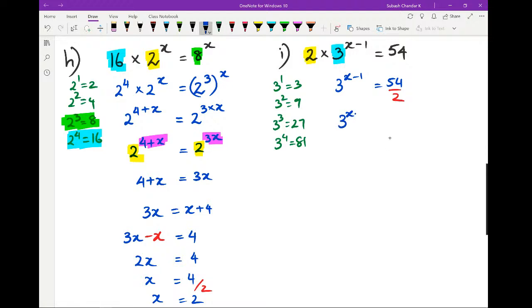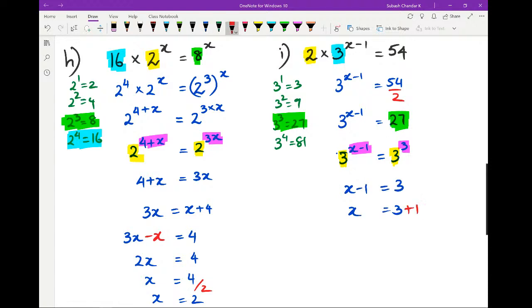And now what you should see is that 54 divided by 2 is 27, and we can straight away see that 27 is equal to 3 to the power of 3. So in this case we're going to rewrite this as 3 to the power of x minus 1 equals 3 to the power of 3. And according to our ideas behind it, if our bases are the same, then the powers have to equal each other. So we can rewrite this as x minus 1 equals 3, and then x is equal to 3 plus 1, which means x is equal to 4.